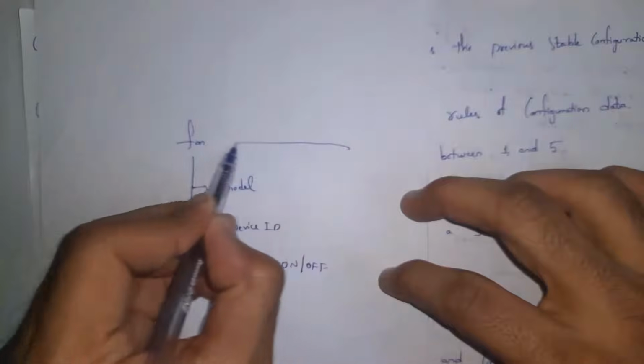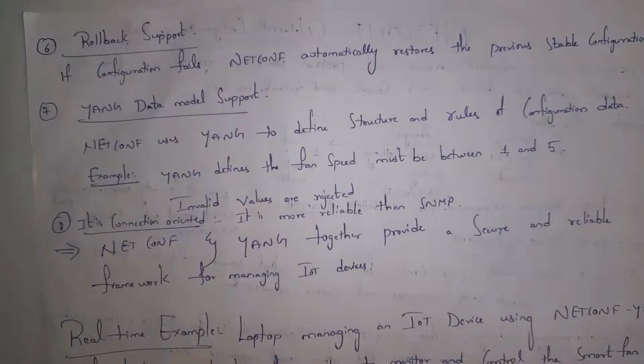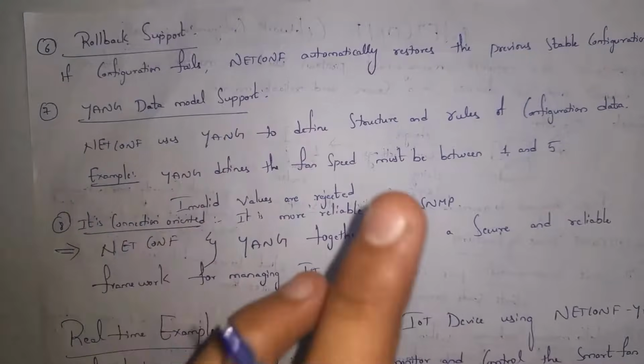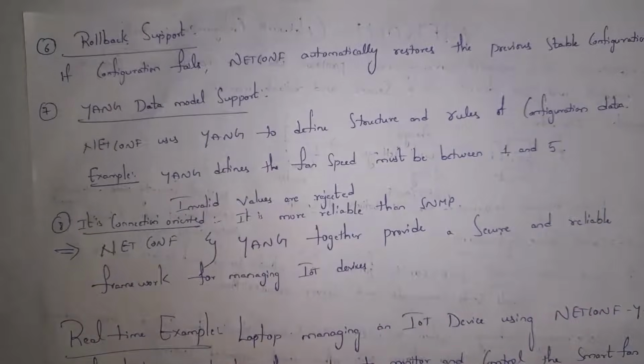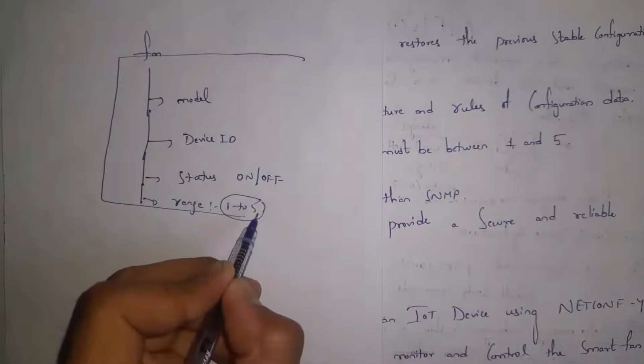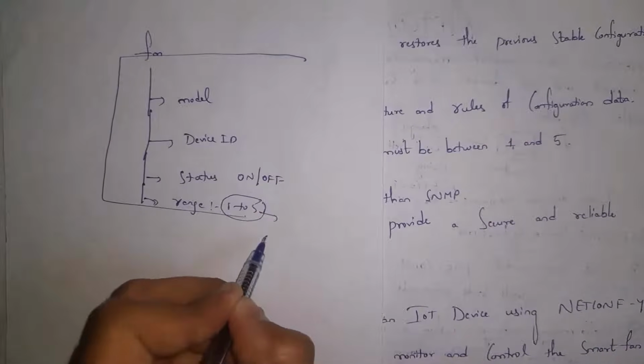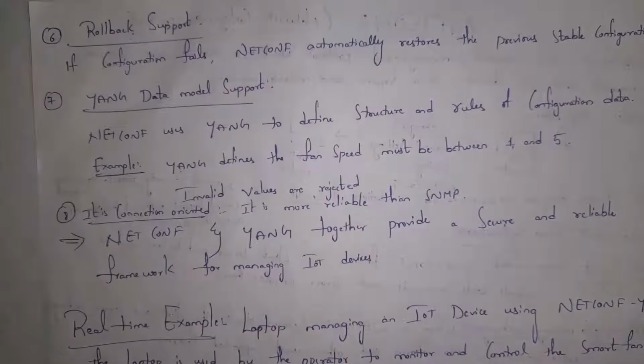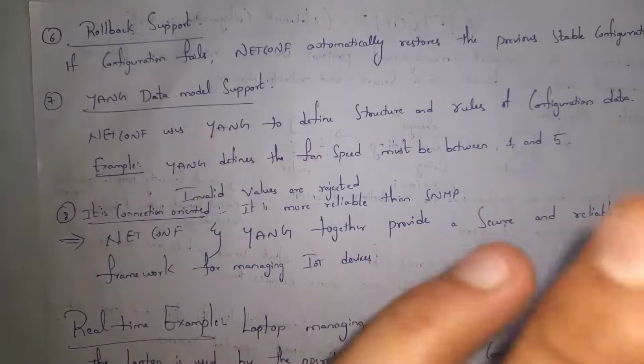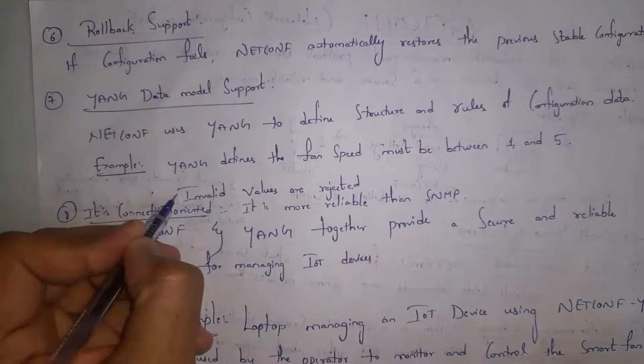This complete structure is defined in our app by using YANG. So by using YANG, we can define structure as well as create rules. For example, by using YANG, I will create a rule like my fan speed must be between 1 to 5. So I can set the range only from 1 to 5. If I enter 6, it will display an error. So by using YANG, we can also create rules for configuration data, so invalid values are rejected.